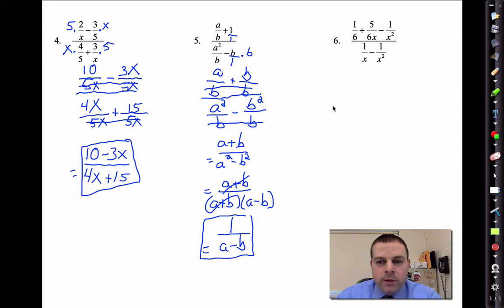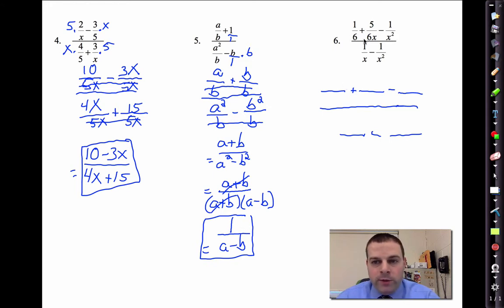Now when we shift on to number 6, it is possible to see a complex fraction that contains 5 individual simple fractions. It doesn't change the process. We still have to identify our common denominator. It just means now we have to do it with 5 fractions instead of 4, 3, or 2. Now in the numerator we see a 6, an x, and an x squared, and then another x and an x squared in the denominator. So our LCD in this case is going to be 6x squared. So I'm going to change all 5 of my fractions to be over 6x squared.